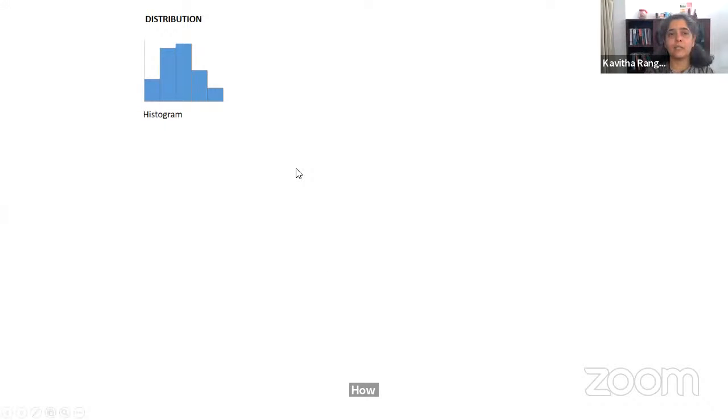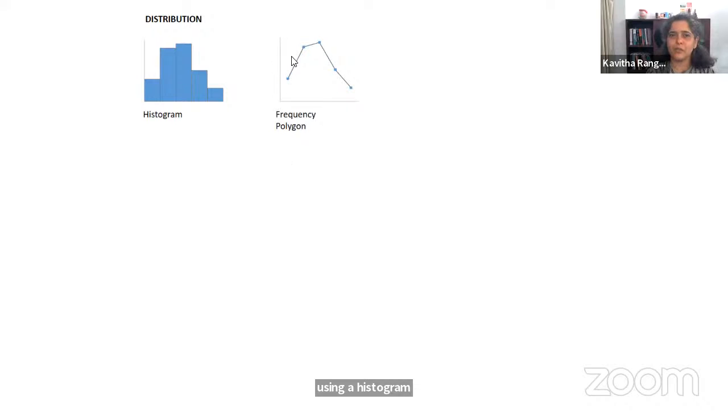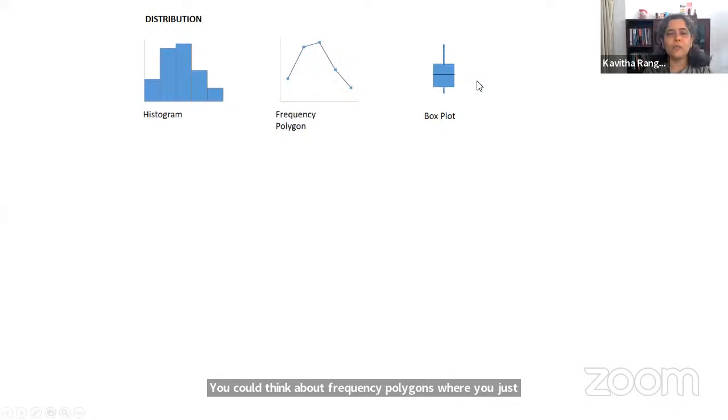The next relationship you might sometimes want to convey is a distribution. The easiest example you can think about is the distribution of grades in a particular exam in the classroom. You have different students and you want to know how the grades have been distributed. How many got between 90 and 100, how many got between 80 and 90, and so on. For a distribution, you could think about using a histogram. You could think about frequency polygons, where you just use the line to look at the shape of the distribution. Or if you want a very condensed form, you can think of a box plot as well.